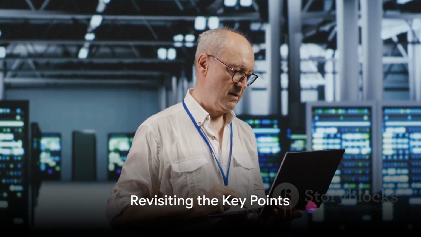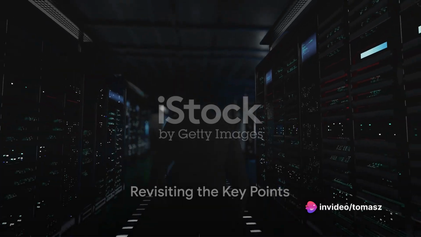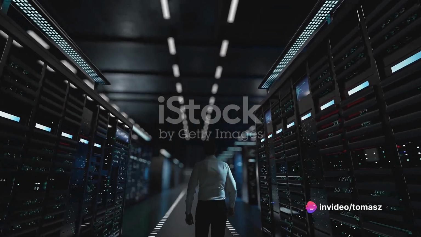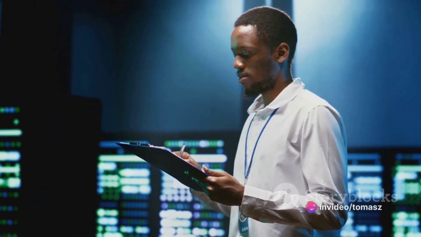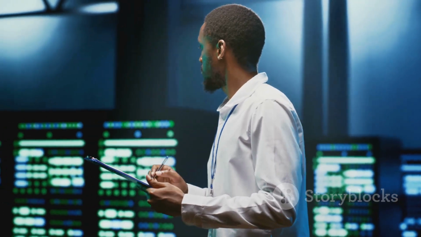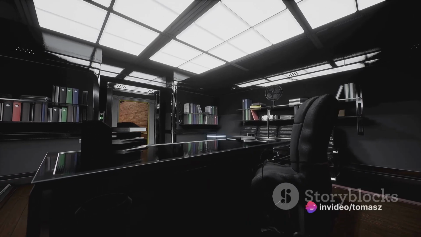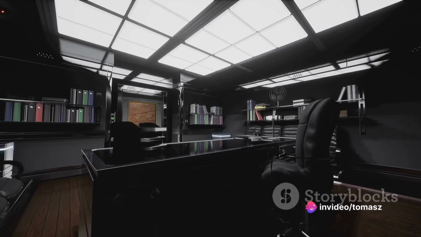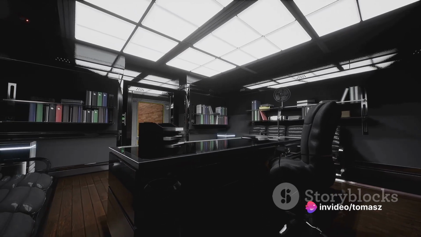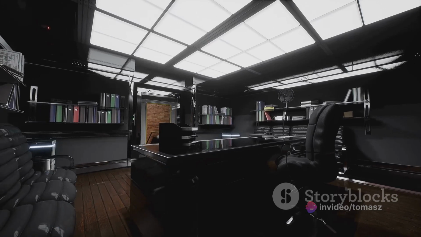Let's revisit what we have learned today. We started by discussing the importance of network administration. This is the backbone of our digital world, the unsung heroes who maintain, manage, and protect our networks. From small businesses to global corporations, network administrators ensure that these complex systems continue to run smoothly, securely, and efficiently. Without them, our day-to-day digital activities would come to a halt.